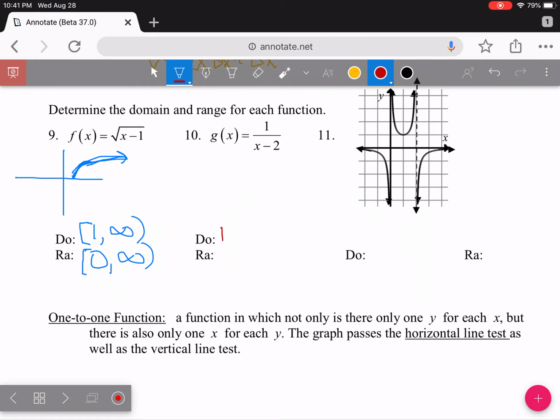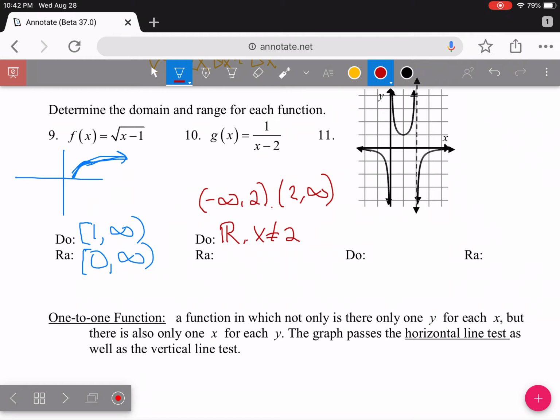So you could say all reals except x does not equal 2. Or you could say negative infinity to 2, and then 2 to infinity. Actually, that's probably the best one. I don't know that we would do any other inequality notation here.